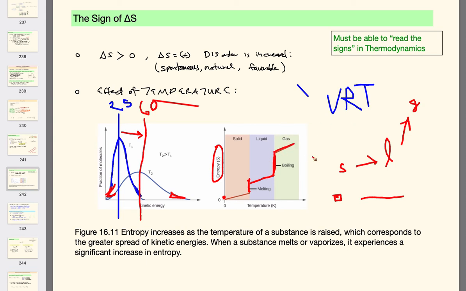Because as you continue heating it up, the vibrations, rotations, and translations are bigger. And so that's walking you through in excruciating detail what happens to entropy. Hopefully it'll help you understand.